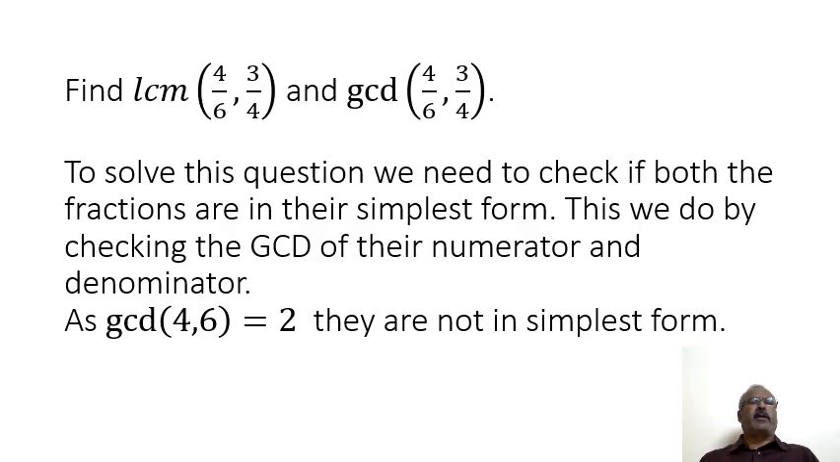Let us find LCM of 4 over 6 and 3 over 4. Let us also find GCD of 4 over 6 and 3 over 4. To solve this question, we need to check if both the fractions are in their simplest form. This we do by checking the GCD of their numerator and denominator. As GCD of 4 and 6 equals 2, they are not in the simplest form.